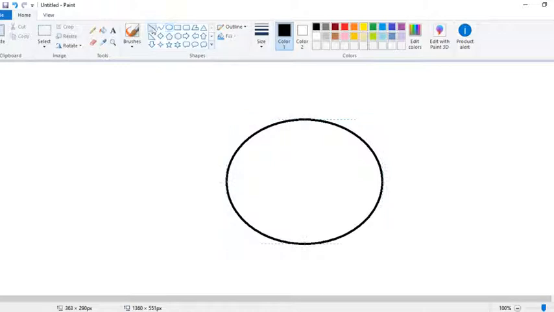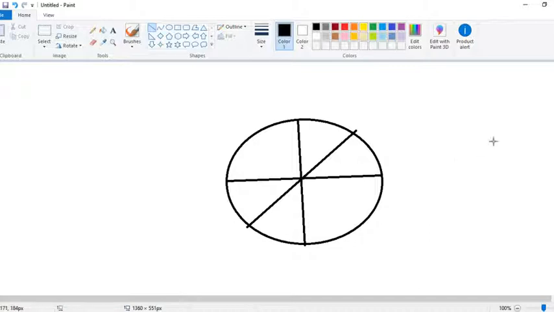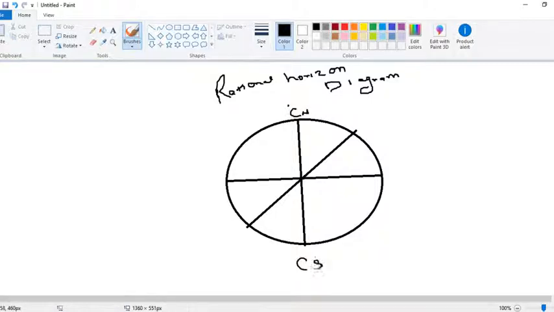Okay, this is your rational horizon. Just to make it clean, because my drawing, you know how it is. Okay, so again we'll come to this. This is again our rational horizon diagram. In the same way, we'll make this celestial north. This is our celestial south. This is our zenith. So this is again our rational horizon.